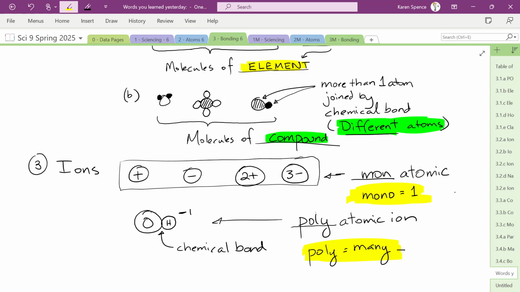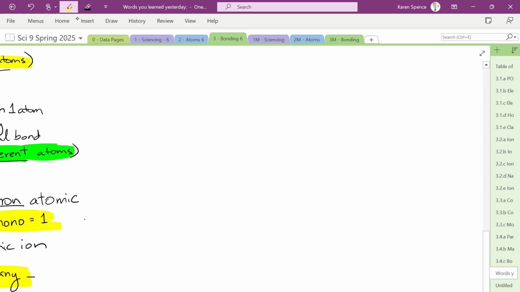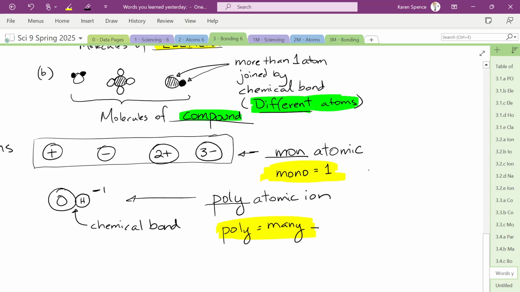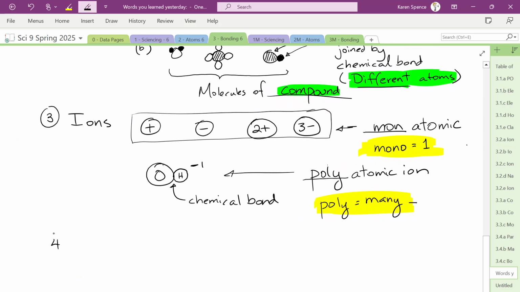Would it be possible, and don't draw this part, but let's imagine that I had a bunch of positive ions and I put them all together. Does that seem likely? No, why not? What do positives do to positives? They repel, okay? They push each other away. So when we actually do have positive ions, they are always paired off with negative ions. And that gives us our fourth type of particle, which is called a formula unit.